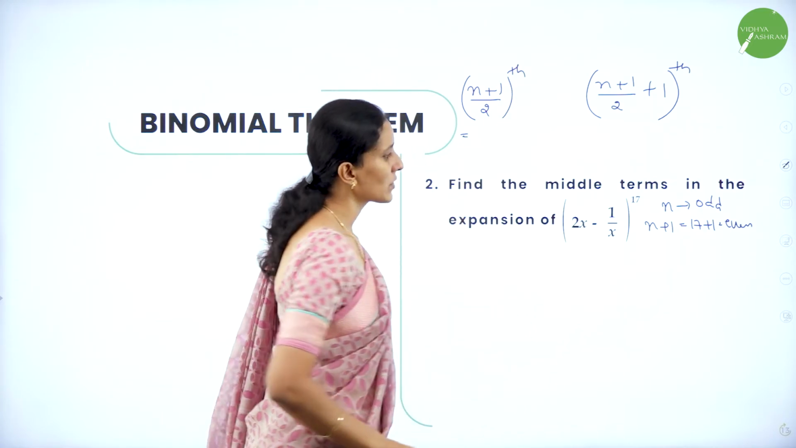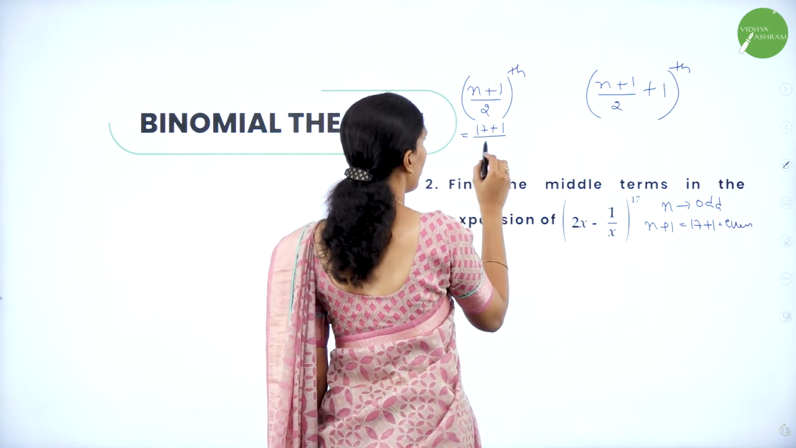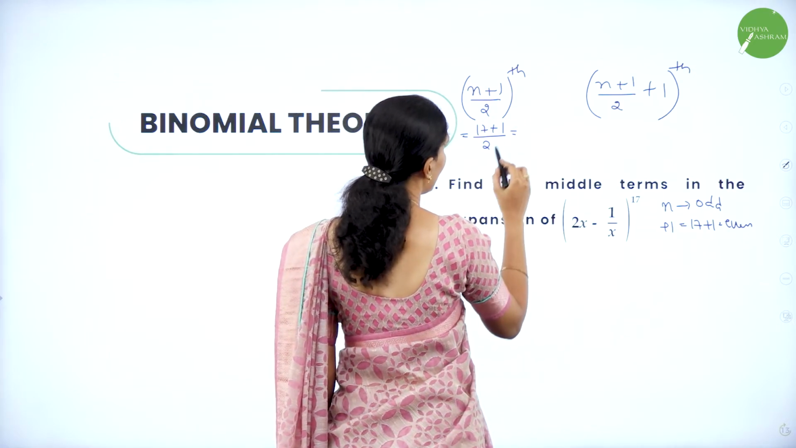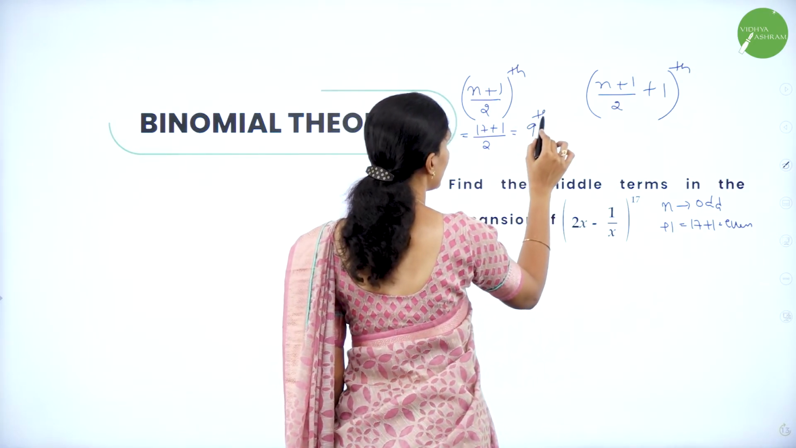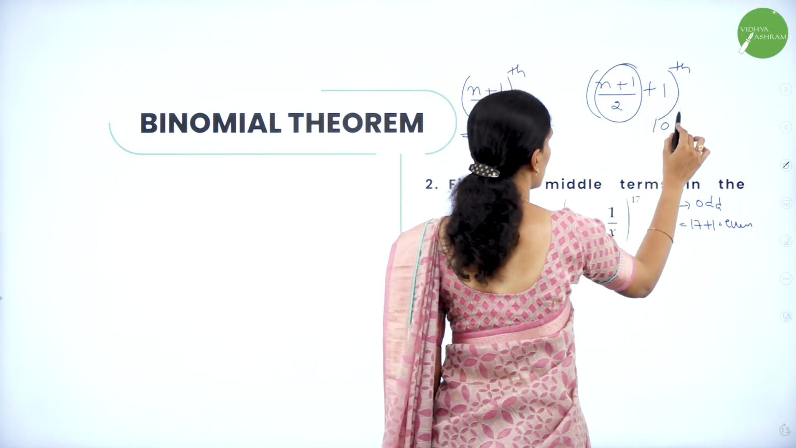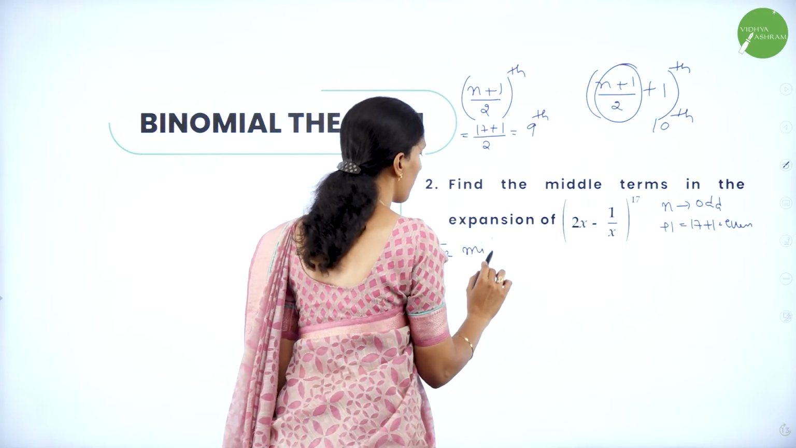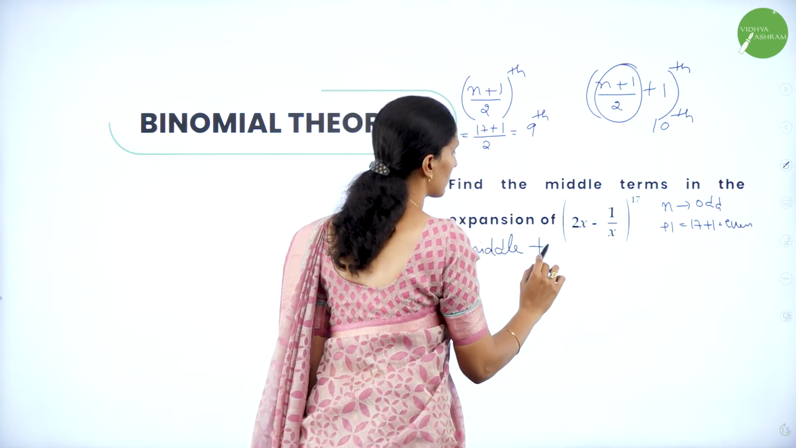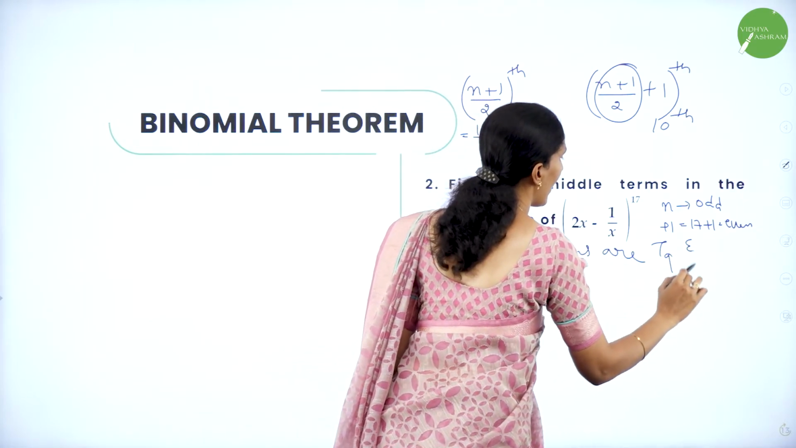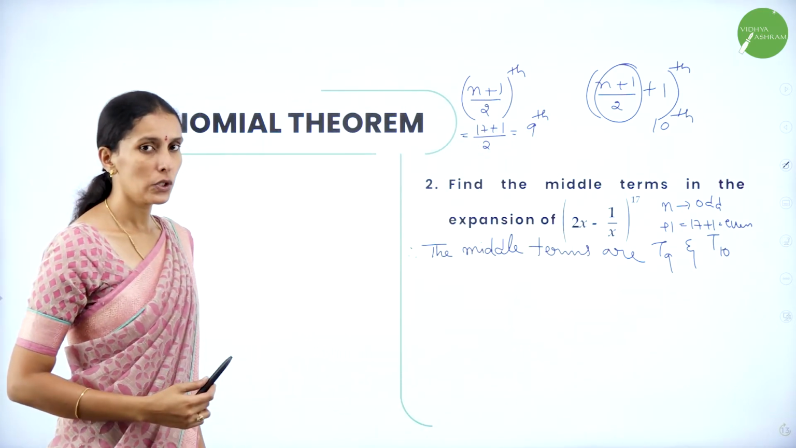So what is n plus 1? That is 17 plus 1, which is 18, by 2. This is equal to 18 by 2, which is nothing but the 9th term. And this is 9 plus 1, the 10th term. So therefore, the middle terms are T9 and T10. Now let us find T9 and T10 using the general formula.